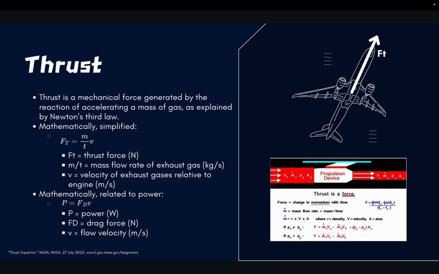Thrust is a third law reaction force produced by expelling exhaust gases at high speed in the opposite direction of the motion of the plane. It acts in opposition to drag and weight. Just like previously discussed, however, it is not a third law pair with either of these forces.